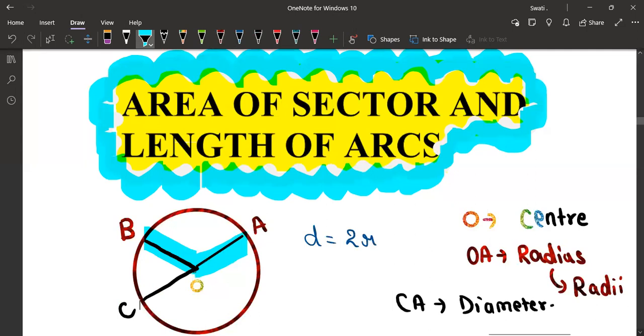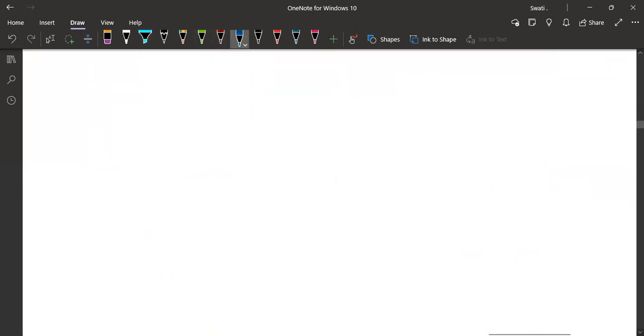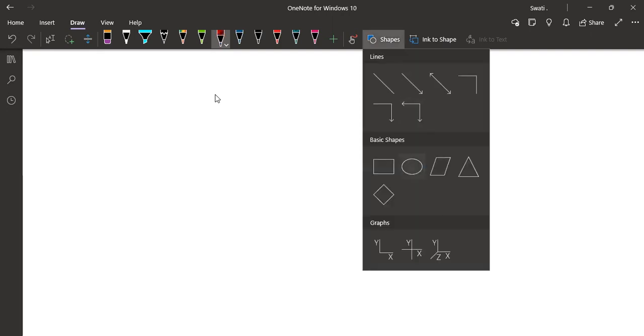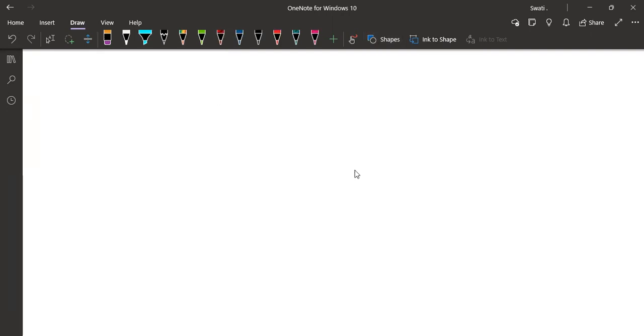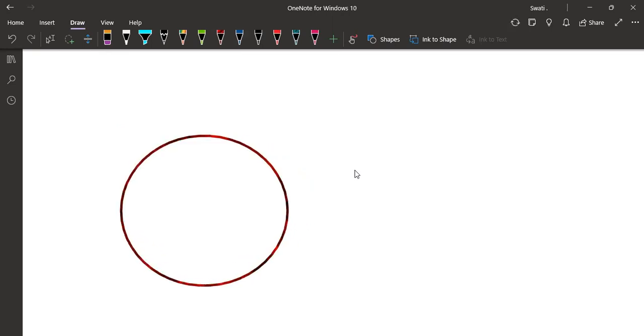Now there is some other information that I want to give. So for that, I'm going to make another circle. Just a moment. So now let's make another circle to understand the next concept, and that is about an arc and the sector, because that is our main topic, right?